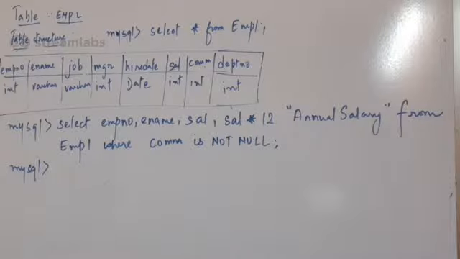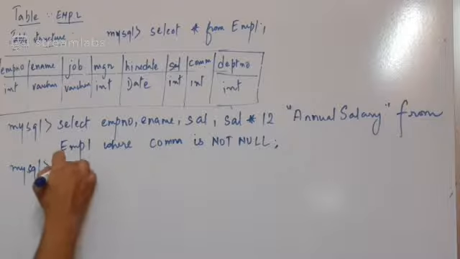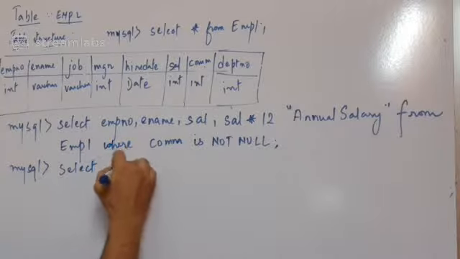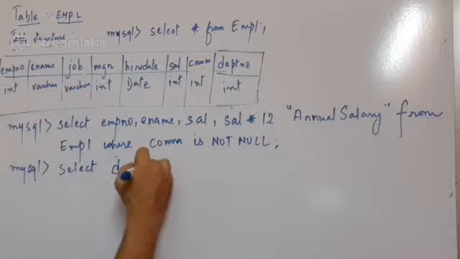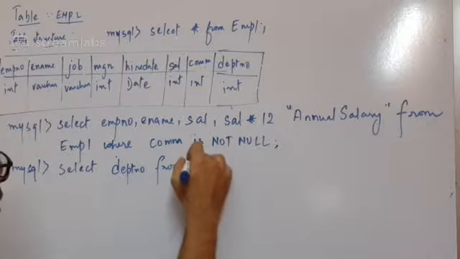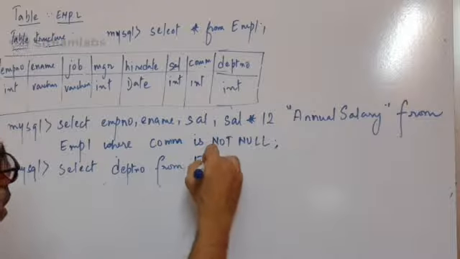So in this case, since you are told to display all the existing department numbers in spite of the repetitions, what you need to do is select DEPT number, which is your department number column, from your table name, which will be EMPL.